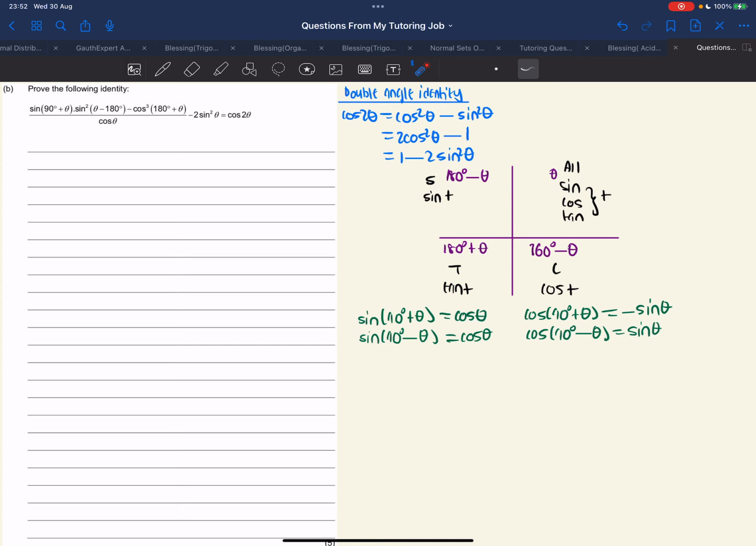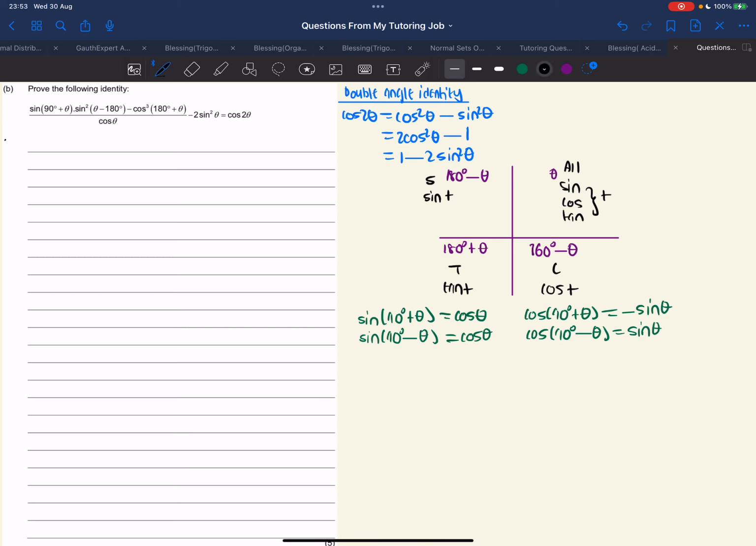Now if you're going theta minus 180, we are basically going clockwise. So that means that theta minus 180 degrees is going to be basically beyond the fourth quadrant. I hope you understand that. Now let's just go into that question.